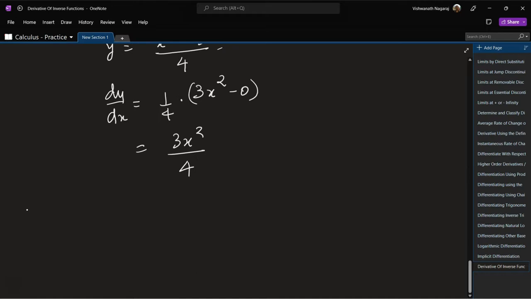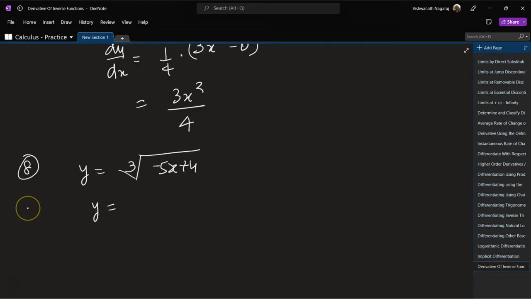Eighth one, y is equal to cube root of minus 5x plus 4. So y is equal to minus 5x plus 4 to the power of 1 by 3.